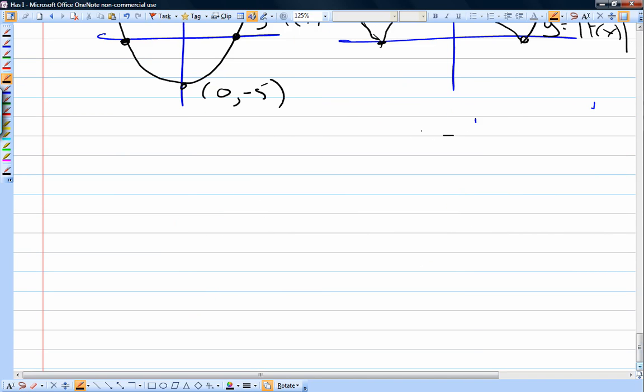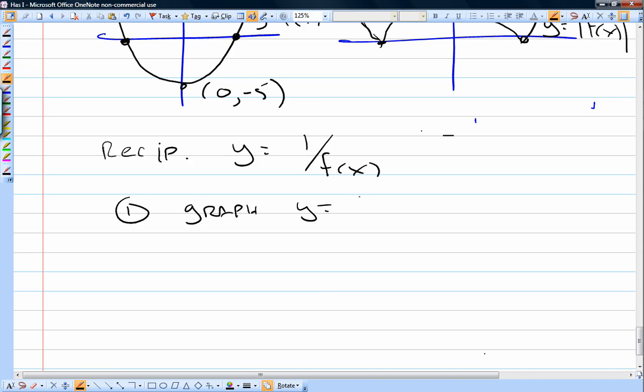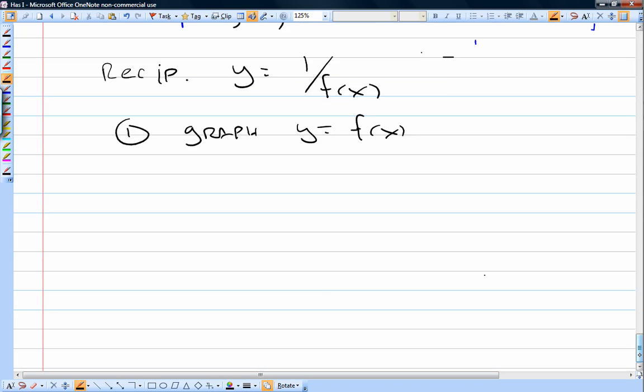Okay, last little bit that we did in chapter 1. And that is the reciprocal, y equals 1 over f of x. Okay. Again, job 1, graph y equals f of x. Then certain things you have to remember.